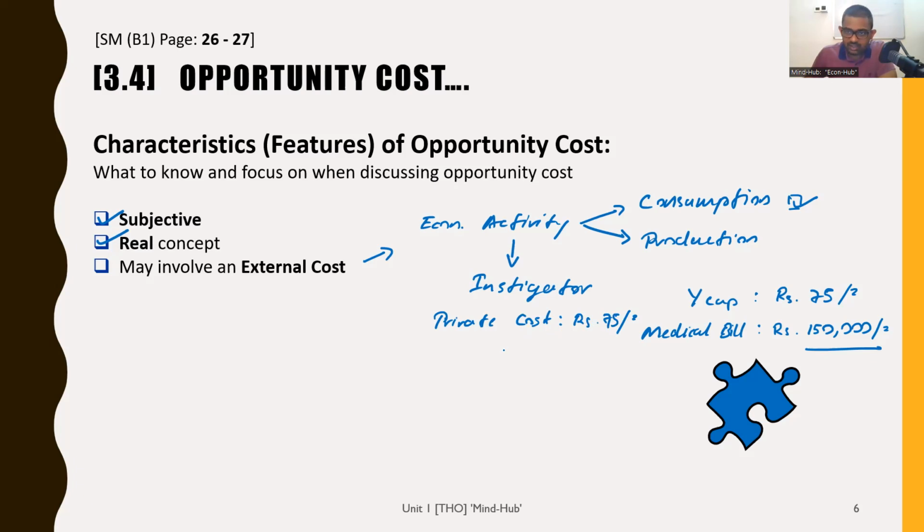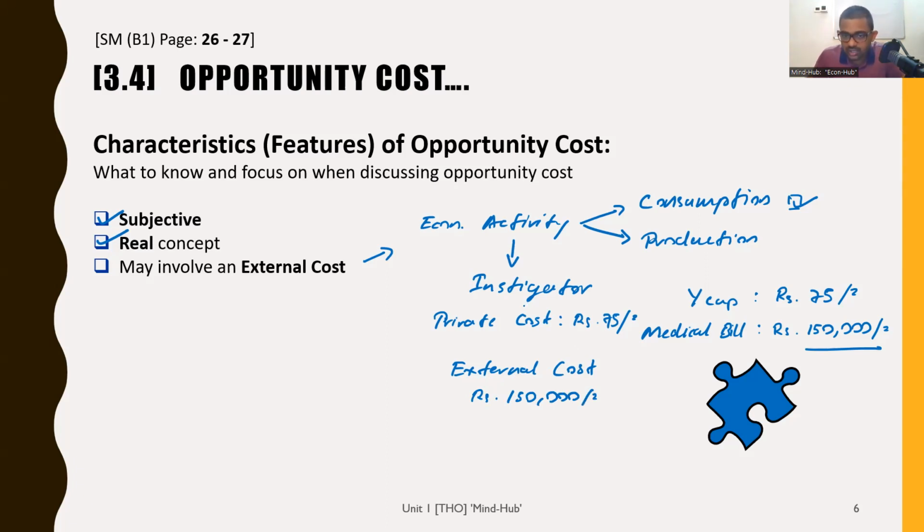Then because of the activity, the instigator gets a benefit, but an external party, that is the parents of that child and the infant, had a cost. That is called the external cost. Because that other student didn't dispose of the cup of yogurt properly, responsibly. External cost, that is amounting to rupees 150,000.